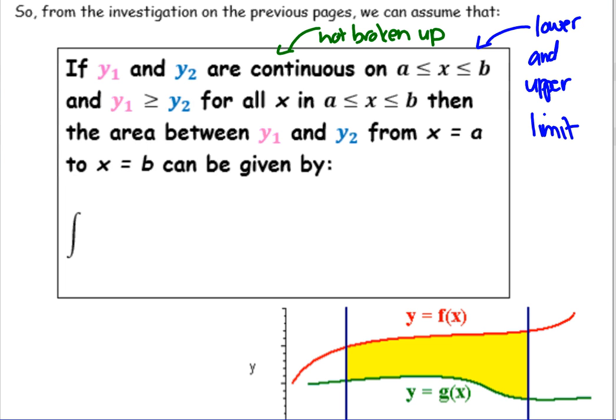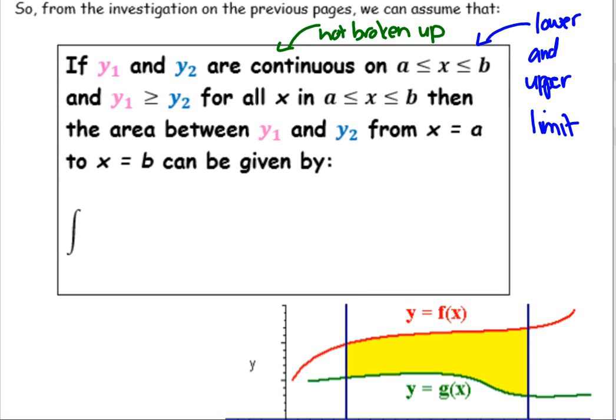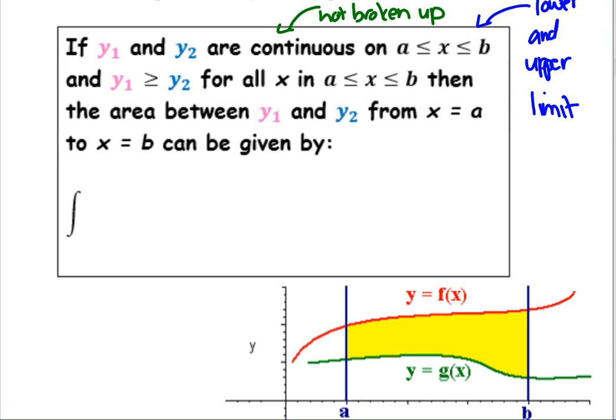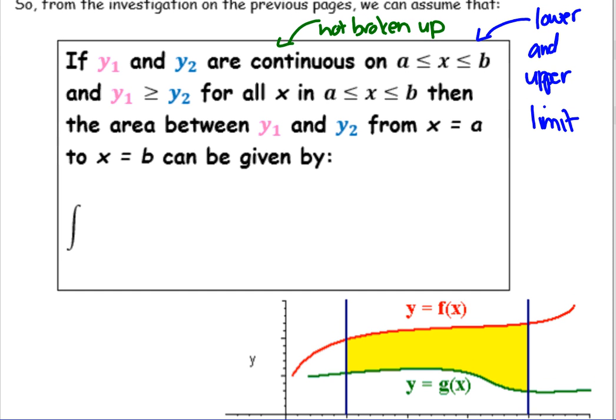So if y1 and y2 are continuous on the interval A to B, and y1, what do you think this bit means? Yeah, in terms of the two functions. It's something to do with what we were saying on the previous page.